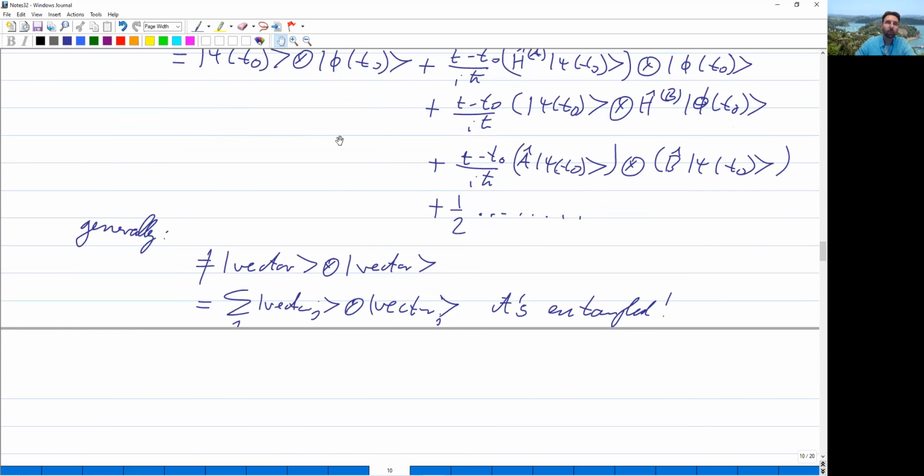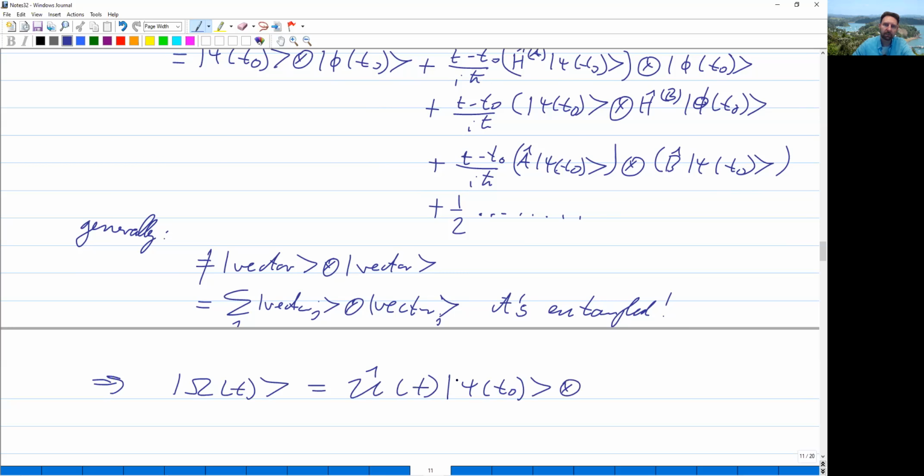And generally, what we have is that omega of t equals U hat of t acting on psi of t naught tensor phi of t naught. It starts unentangled, but then becomes entangled.